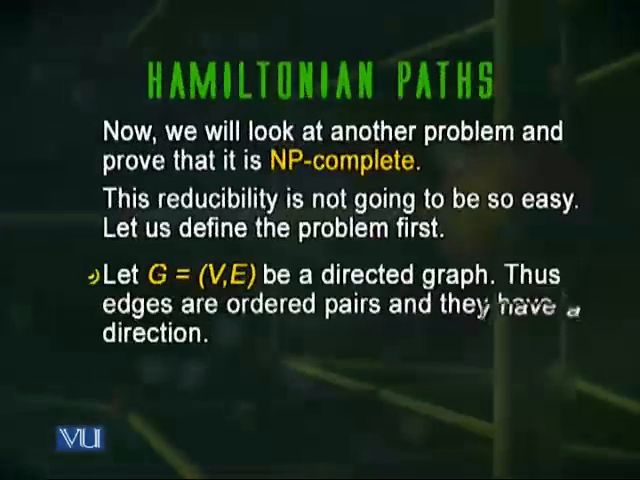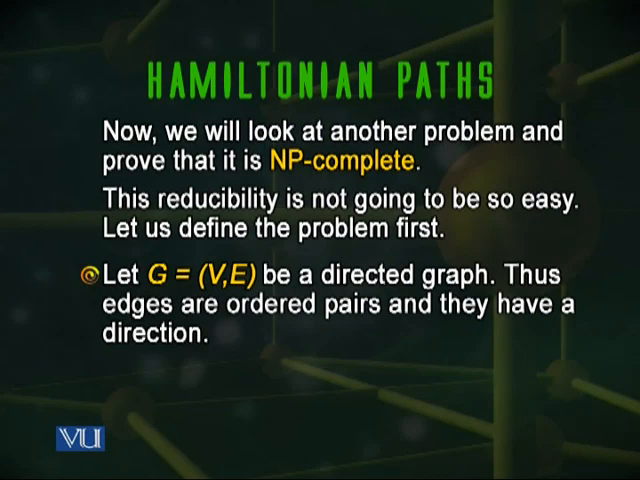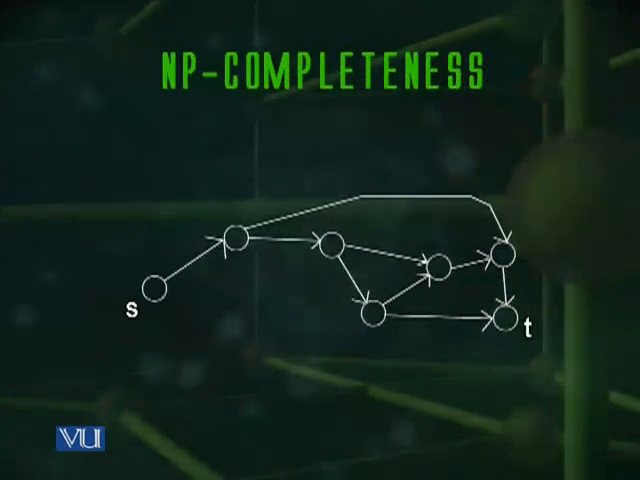Recall the definition of a directed graph. In a directed graph, you're given vertices and a set of pairs which we call edges, and these are ordered pairs now. Therefore, the edges have a direction, and that's the only difference. In a directed graph, the edges have a direction. In an undirected graph, the edges do not have a direction. So now we have G equals (V, E) as a directed graph, and edges are ordered pairs and they have a direction. Here's a picture of a directed graph for you.